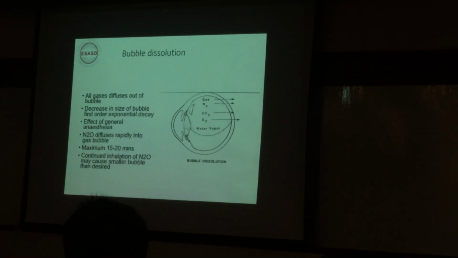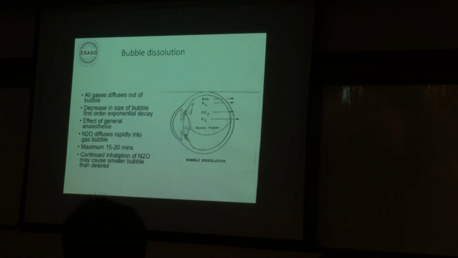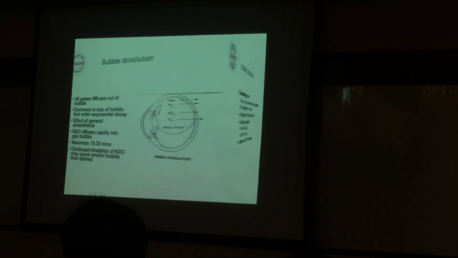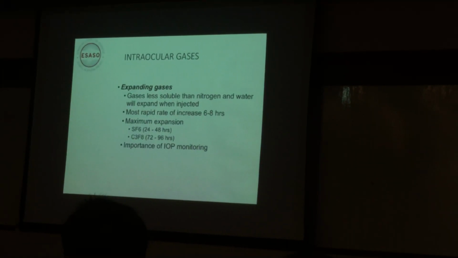Yeah. So then after that, all gases will diffuse out of the bubble, and there will be a sequential decrease in the size of the bubble in an exponential fashion. So for inhalational general anesthesia, if you use nitrous oxide, there might be rapid nitrogen that goes into the gas bubble, right? So if there's a continuous inhalation of nitrous oxide, you might end up with a much smaller bubble at the end of surgery. So we always avoid nitrous oxide general anesthesia.